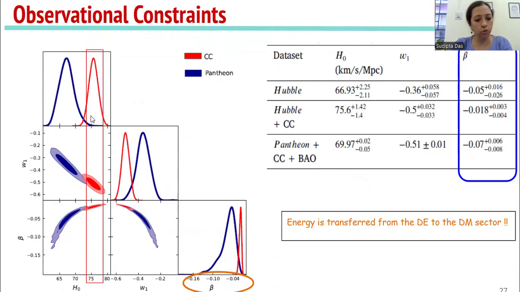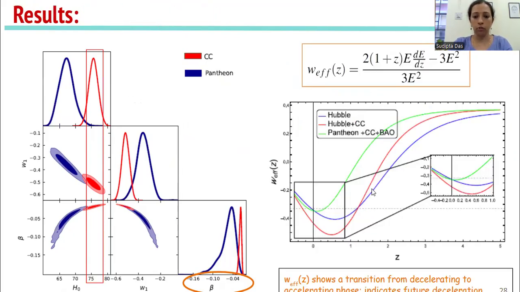So if we confront the model with different observational data sets, what we find is that the value of H0 comes out to be higher. It's around 75, 74, at least for Hubble plus CC. For some of the data sets we obtained a higher value. But the value of epsilon that we obtained is again very low. It's around 0.01 or 0.05. What is interesting to note is the sign of this epsilon: the sign is negative, which indicates that energy is transferred from the dark energy to the dark matter sector, not the other way around.